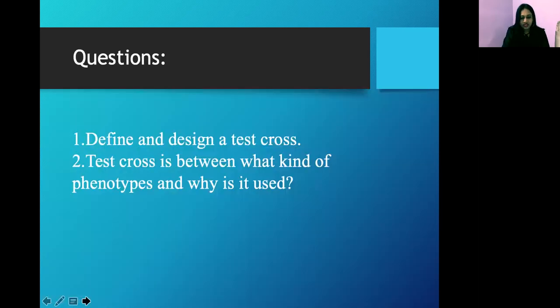So that's why it is considered as only the backcross. Now, let us take a few questions. Define and design a test cross. So what is a test cross? How do we define? It is a cross between F1 hybrid with recessive parent. Then, design a test cross. You can take one example from the garden pea, either with tall and dwarf. Otherwise, we can take the F1 hybrid of purple and white color with the white color recessive feature. The test cross is between what kind of phenotypes and why is it used? Test cross is between F1 hybrid with pure homozygous recessive parent. Why is it used? To know the genotype of the unknown species.